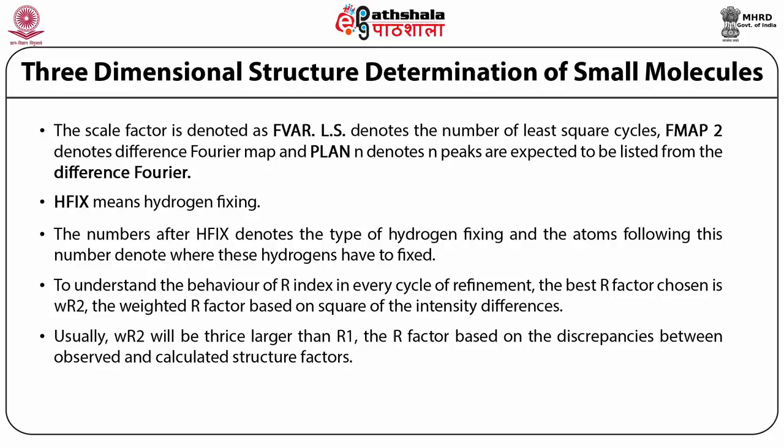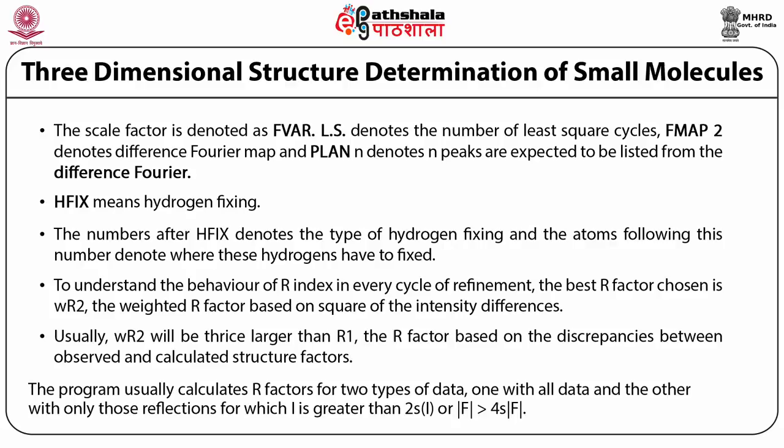R factor is calculated for two types of data, one with full data, another with reflections with I greater than 2 sigma I only. So when you have this cutoff data, the R factor will be smaller than the one with full data.